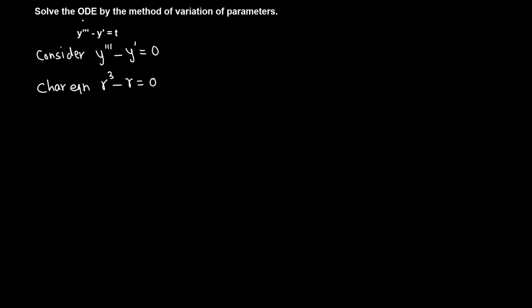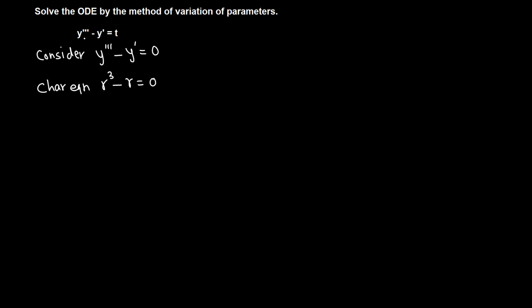Solve the ordinary differential equation by the method of variation of parameters. So we have y triple prime minus y prime equals t. So the solution of this non-homogeneous linear ODE is given by the sum of a complementary solution and a particular solution. So first we find the complementary solution.